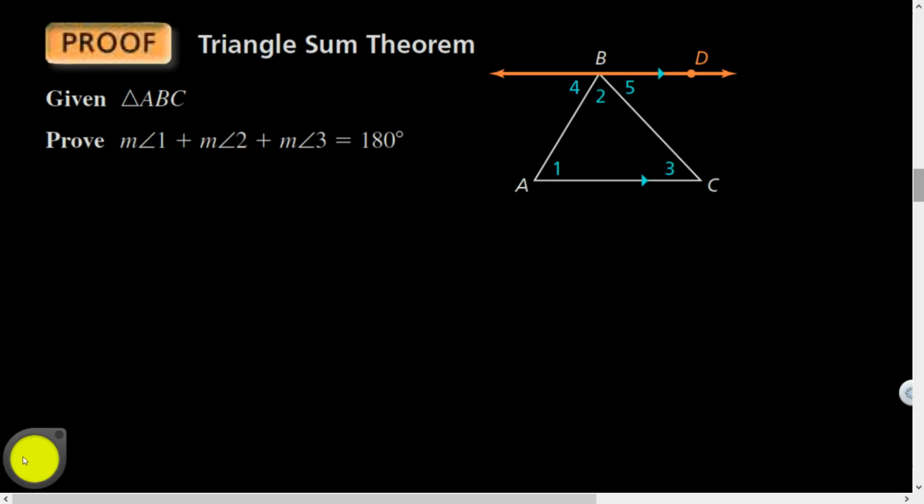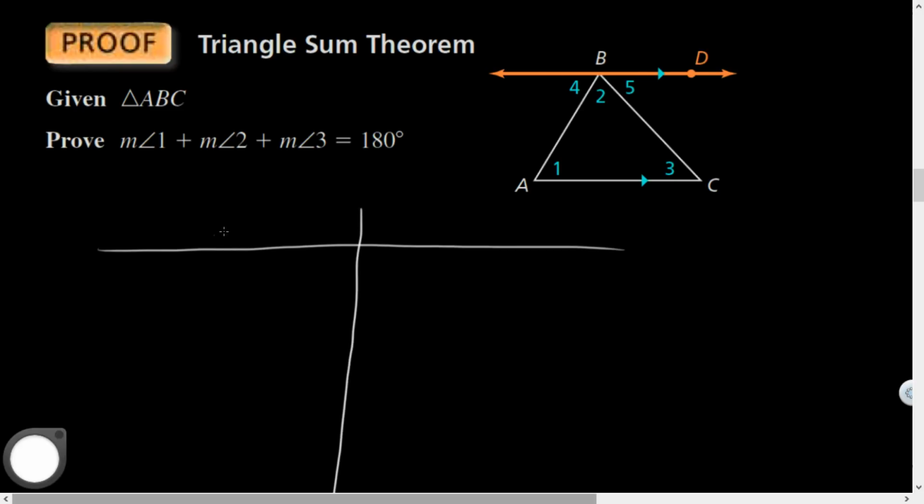Okay, so guys, check this out. Let's do this proof. I actually really like the cleverness of this solution here. So statements and reasons.